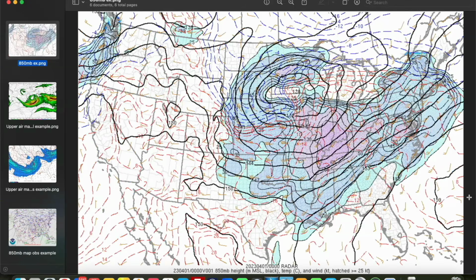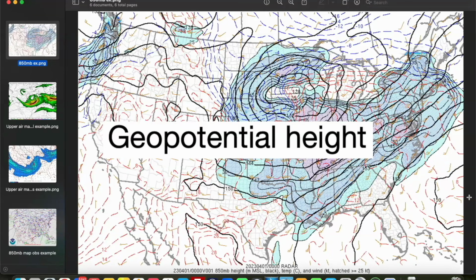When we analyzed our surface map, we contoured in lines of equal pressure called isobars. That is not the case on upper air maps because each upper air map involves a different constant pressure surface. So for example, on an 850 millibar map, the pressure across the entire domain is the same, 850 millibars. So the main contours on an upper air map do not involve pressure. Instead, they involve a product called geopotential height.